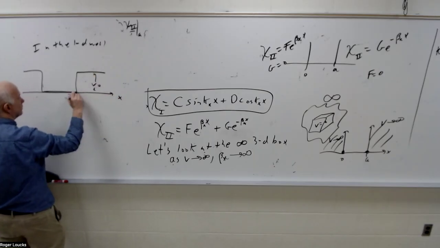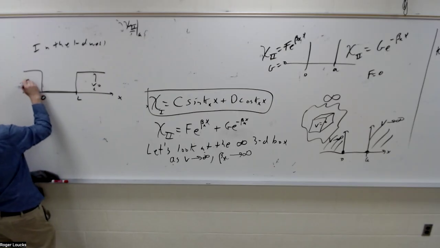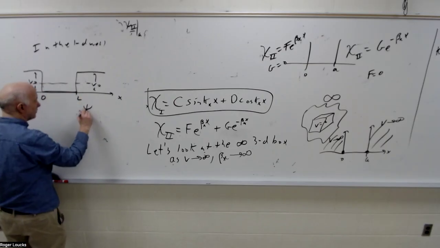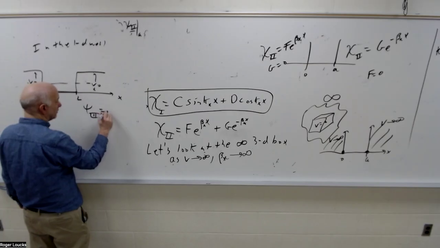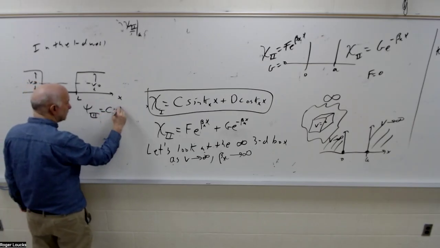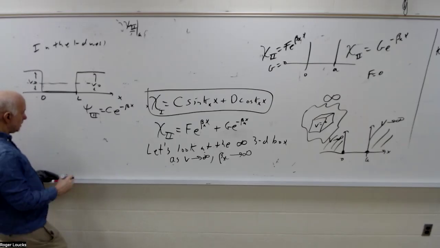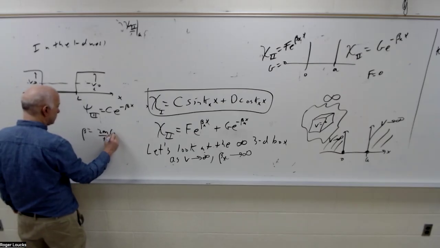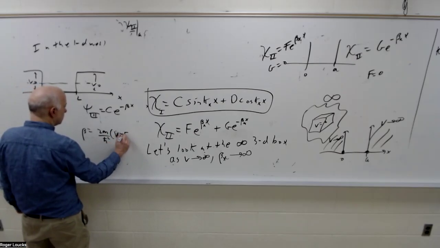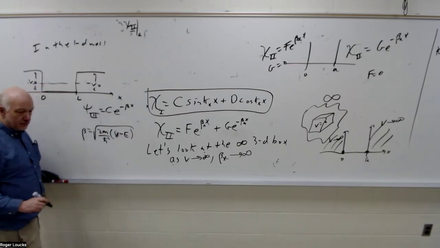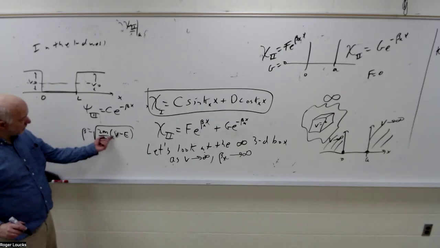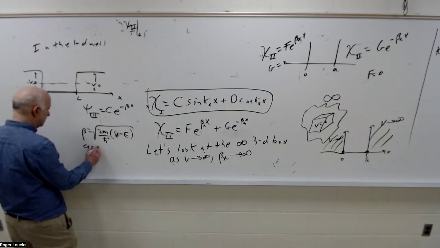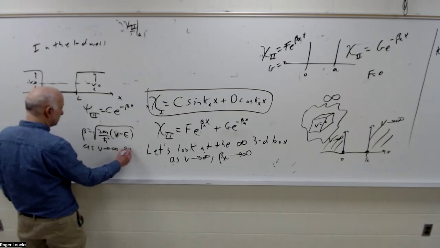This is V naught, this is L, this is our 0, and this is our big naught. So we know that over here, when we looked at this, the wave function on this side, I think we call this side 3, was just some constant, I'll just call it C, e to the minus beta x. And this beta, if V goes off to infinity, what happens to beta? It also goes to infinity. So as your V goes to infinity, your beta goes to infinity.